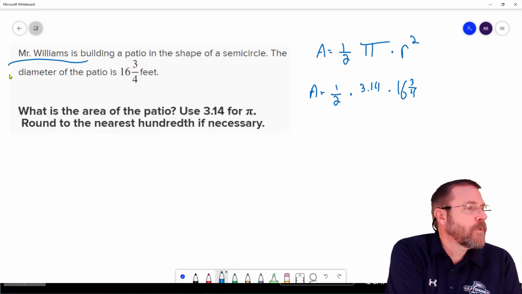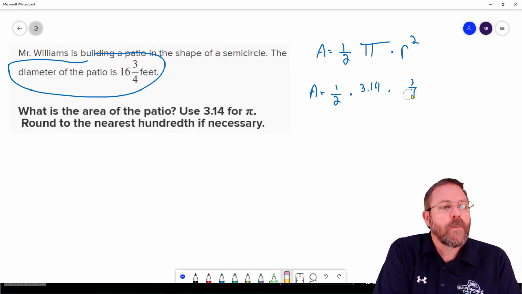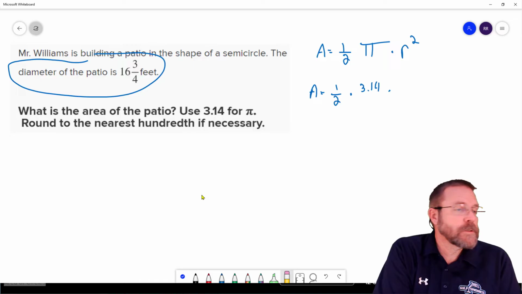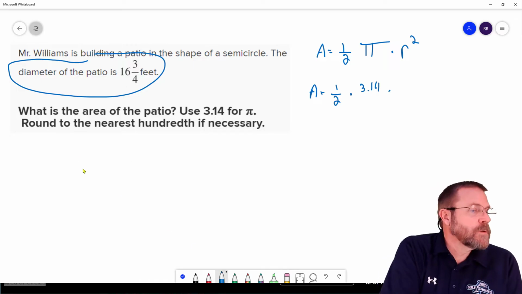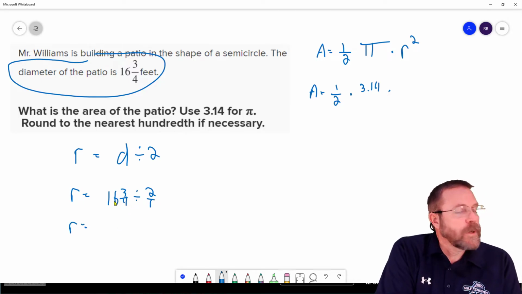That's a diameter. Since that's a diameter, we're going to have to erase this, and we're going to have to find out what the radius is first. So let's do that. Remember that the radius is equal to the diameter divided by 2. So the radius is equal to 16 3/4 divided by 2 over 1. Radius is equal to, I'm going to take 4 times 16.